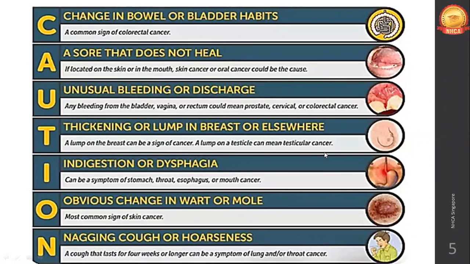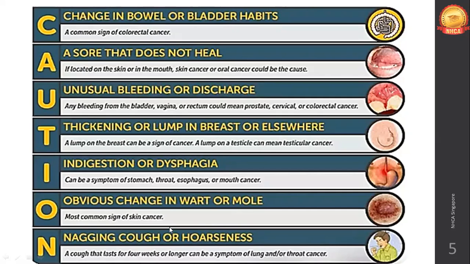And in men, you can do a self test of your testes. Okay, if you find any unnatural lump there, get it checked. I stands for indigestion or dysphagia. Dysphagia means difficulty in swallowing. Okay, difficulty in swallowing, that is dysphagia. Indigestion could be in the form of diarrhea, continuous diarrhea, unexplained diarrhea, non-infective diarrhea. You do not have any fever. Okay, but still the diarrhea is persisting, so you know it's not because of infection. Okay.